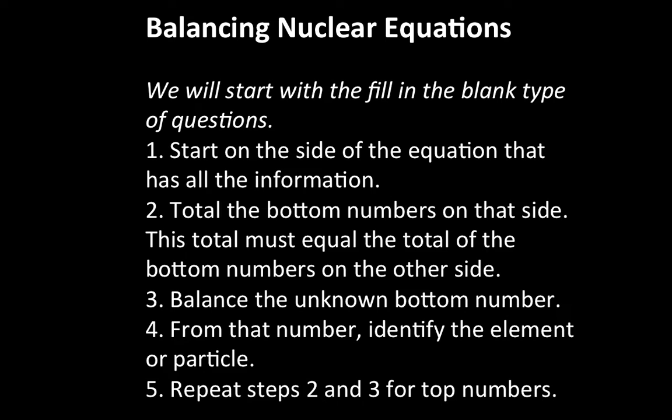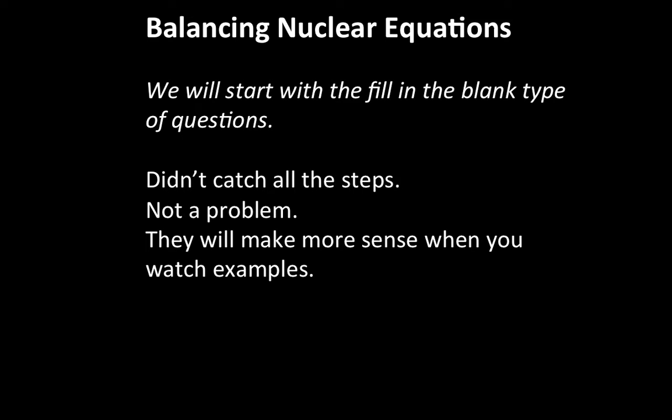Once you have a bottom number, that's going to be an atomic number for an element, or it could be the number for an electron, a proton, a neutron, or a positron. And then we repeat steps 2 and 3 for the top numbers. Again, that may be mumbo jumbo, and I think showing you examples will have it make a lot more sense. And that's what it says on this slide.